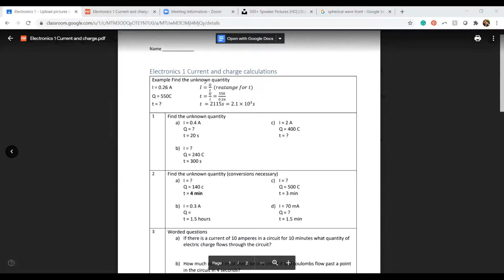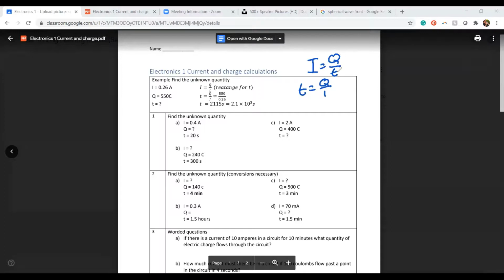The example for an unknown quantity. If I have 0.26 amps and 500 coulombs, then what time? I want to know what the time is. So how do you find that out? You take I equals Q over T. That was one of the formulas that we started off with. Current equals the charge moving in a certain amount of time, how many electrons there are, and that's how we get the charge. We rearrange that, so we get T equals Q over I.